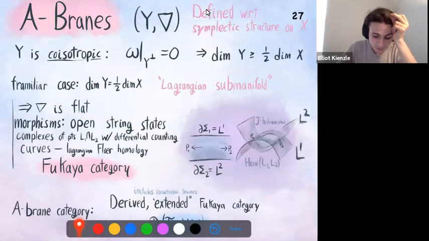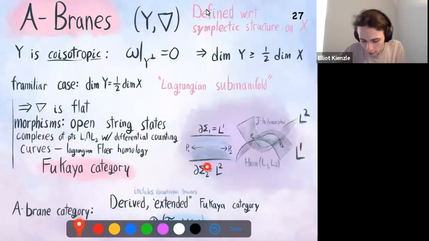So what are morphisms between A-branes then? Well, these are open string states. Basically we have our two-dimensional surface with two components of the boundary, one of which corresponds to one A-brane, so it has to lie on one Lagrangian submanifold, while the other has to lie on the other Lagrangian submanifold.